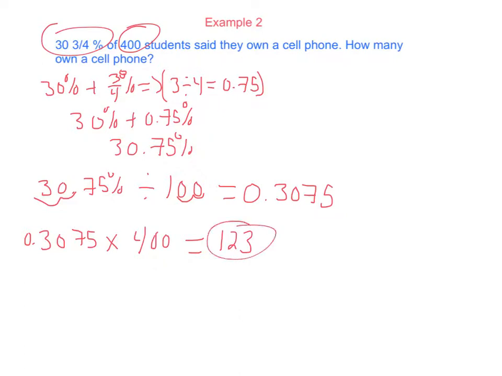So multiply by 400 students, and we get an answer of 123. So therefore, 123 of 400 students own a cell phone.